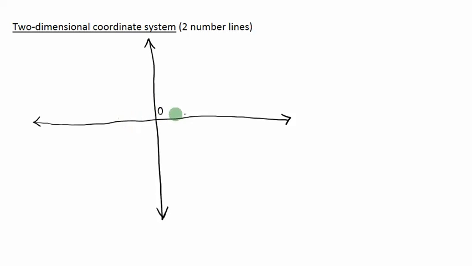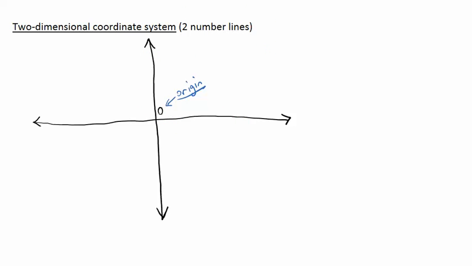So 0 for the horizontal number line is here, and 0 for the vertical number line is also here. On the horizontal number line, the positive numbers are to the right and the negative numbers are to the left. And on the vertical number line, the positive numbers are up and the negative numbers are down, as you could imagine. And 0 is right in between. Now, this particular point where the two number lines intersect has a special name. It's called the origin.